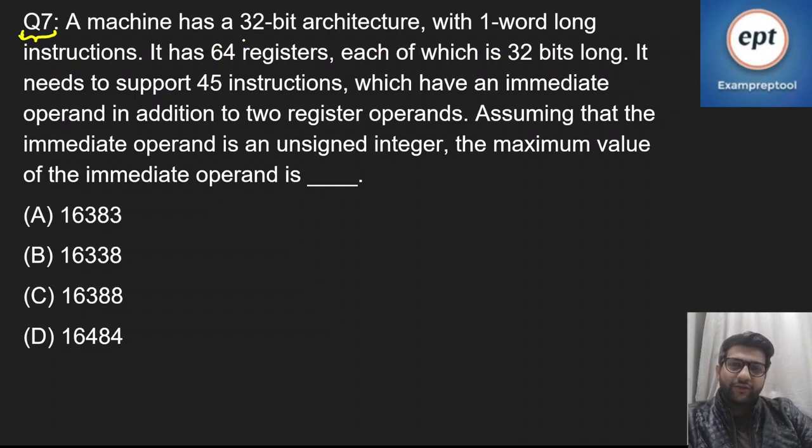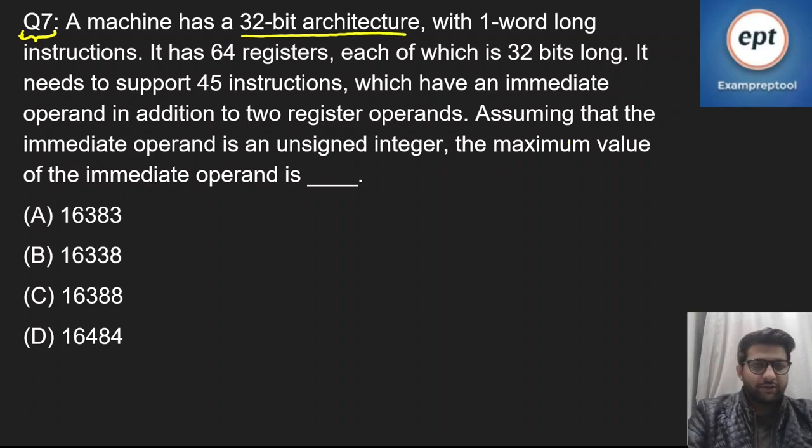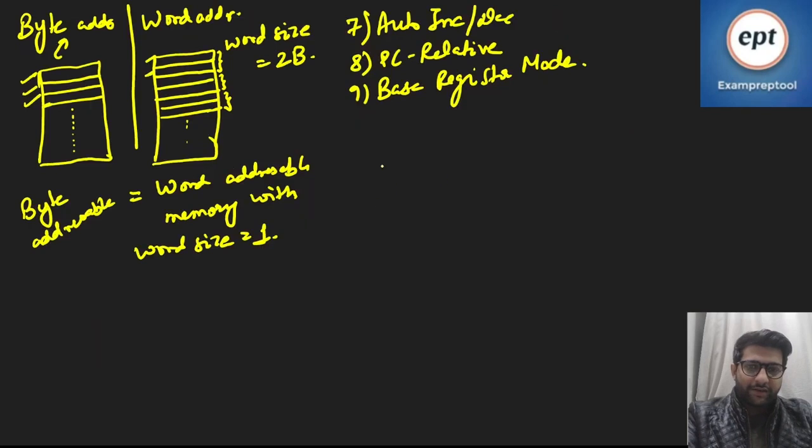So it is given that a machine has 32-bit architecture. Again, here is a new concept. I have chosen the question in such a way that you learn something new from each and every question, right? So I want you to revise these concepts. These are small things but can help you in the GATE exam.